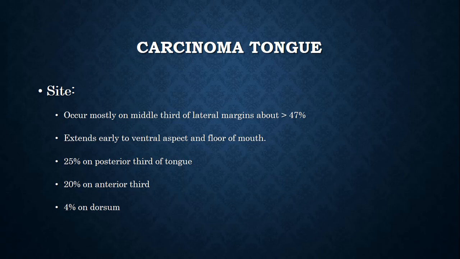Mostly the carcinoma of tongue involves the middle third and the lateral margin of tongue, that's in around 47% of cases, and due to its location it extends early to the ventral aspect and floor of mouth as well, while the posterior third of tongue is involved in cancer in around 25% of cases and the anterior third in 20%, while the dorsum only in 4% of cases.